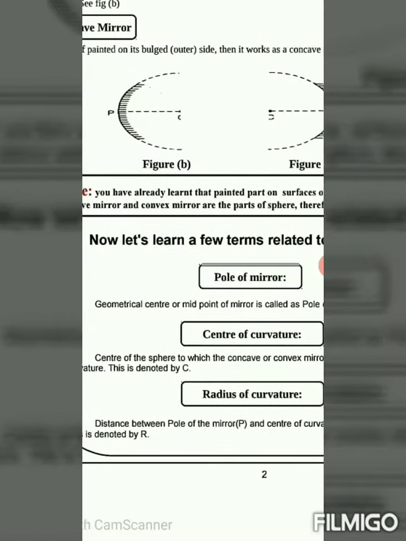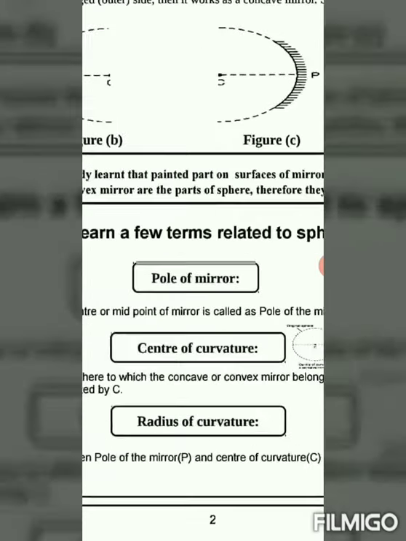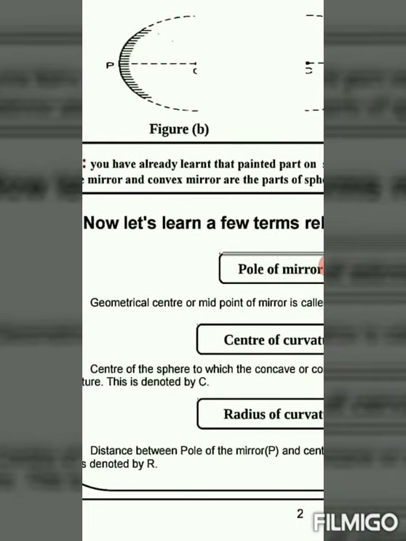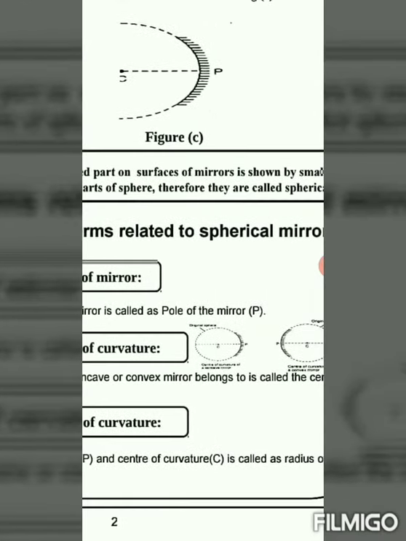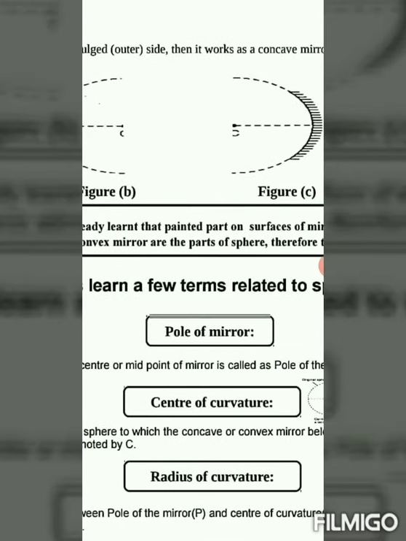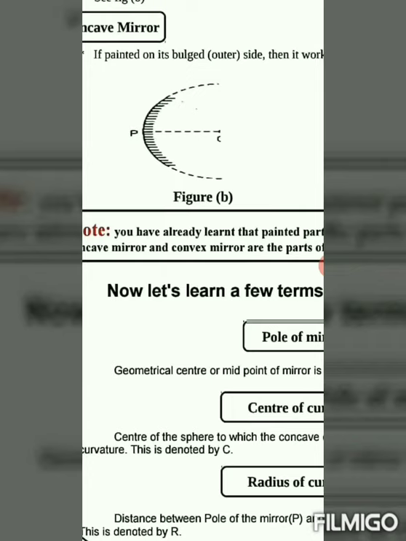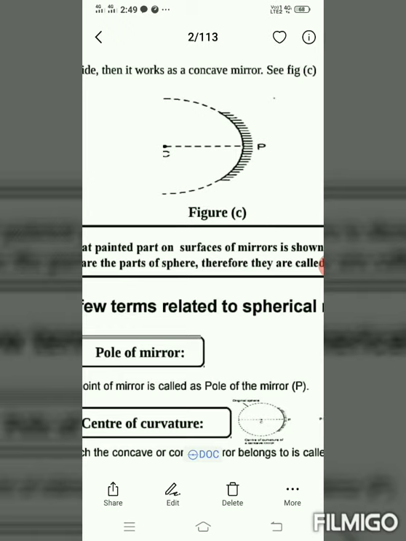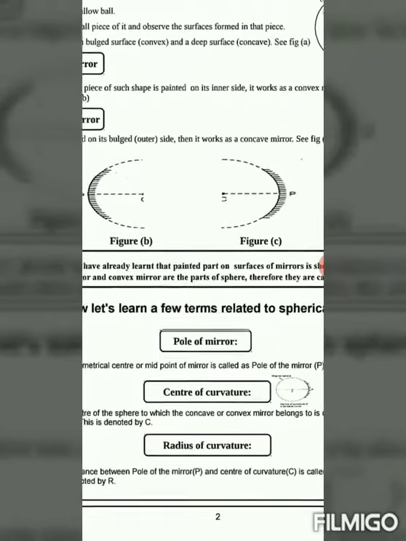Now let's learn a few terms related to spherical mirrors. The first thing is the pole of the mirror. The geometrical center or midpoint of the mirror is called the pole of the mirror. I already told you, you can take any mirror, either convex or concave, and the middle point is the pole. In this diagram, this is the pole, this is the convex and this is the concave. The midpoint of any mirror is called the pole.